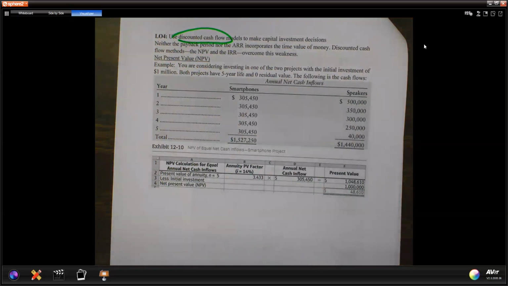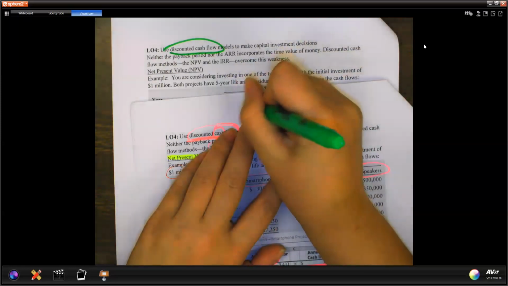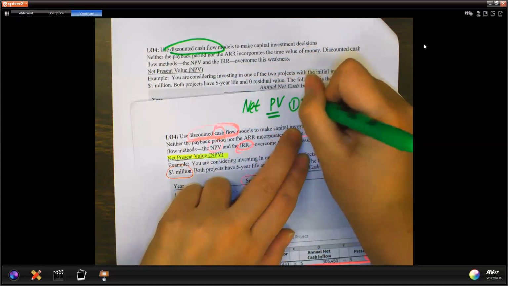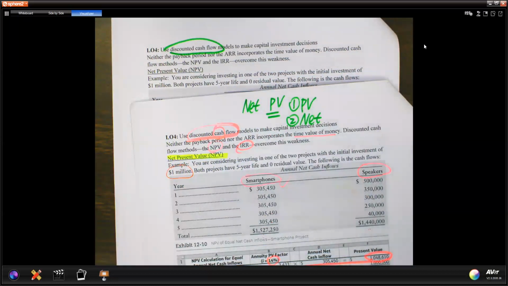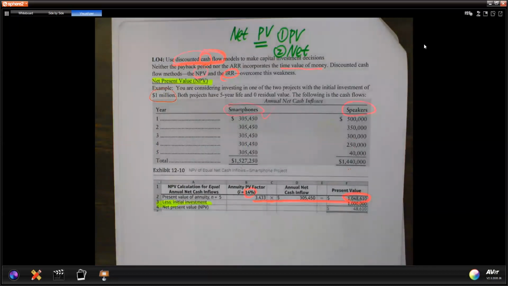The first one is net present value. What's the meaning of net present value? It is your net present value. So you first get your present value. Second, you net the cash inflow and the cash outflow to get the net present value.